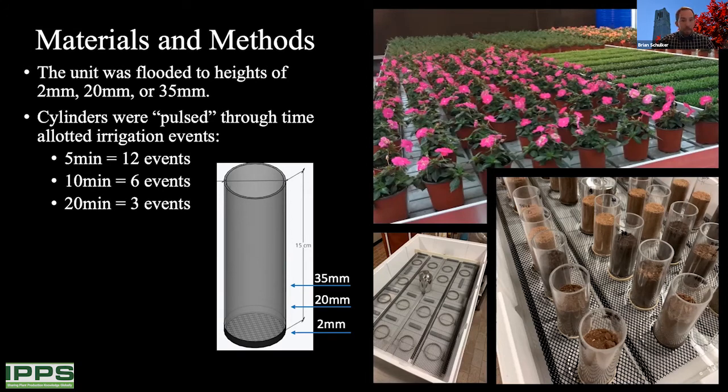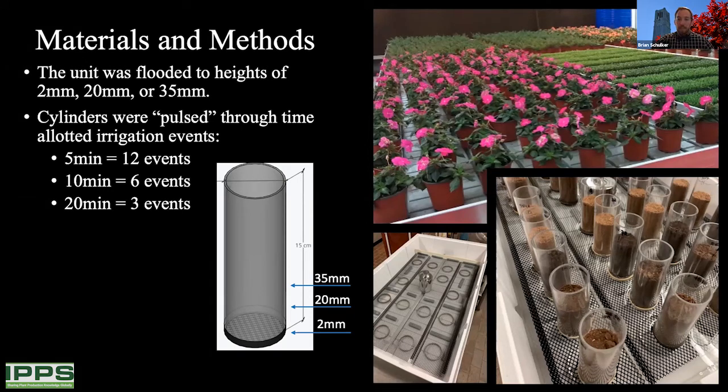After all these substrates are packed, we pack them to 10 centimeters and they are placed on the mesh screen, as you see in that bottom right photo. Once placed, the unit is then filled with water. We filled up to whatever method we were doing at the time, either 2, 20, or 35 millimeters. Water is filled up to a level controlling copper pipe.